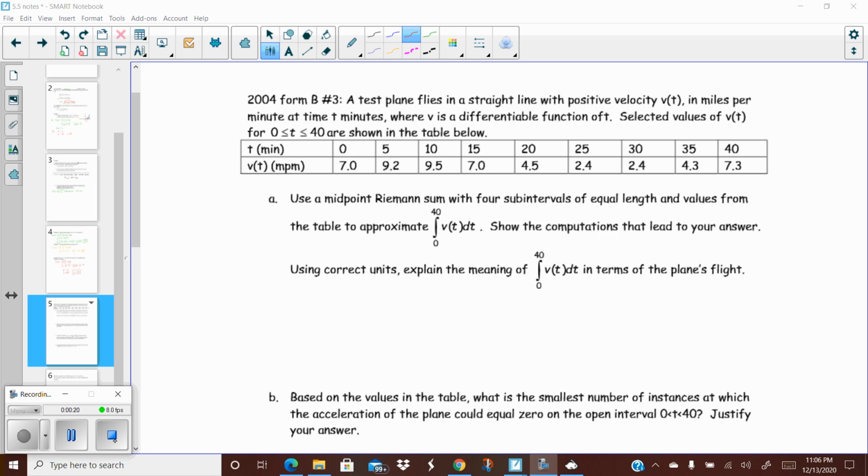All right, this first one is from the 2004 Form B. This is number 3. At that time, number 3 was a calculator problem, so we will be using our calculator on this problem.